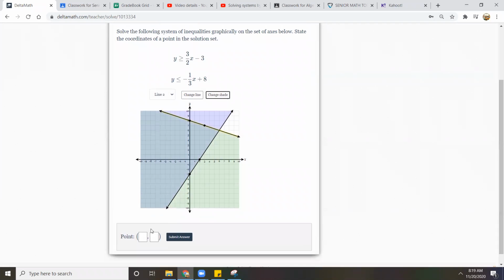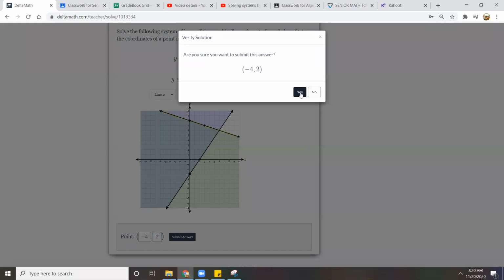The last thing it's going to ask us for is a point. You can pick any point in this dark blue area, any point that's inside this area, and it will take it. So I could do 0, 0. I could do -4, 4. I could do -6, -3. Any of those points would work. I'll do -4, 2. There's a lot of points to choose from in this problem. Sometimes your area might be a little bit smaller, but there's always going to be more than one answer for you to choose.